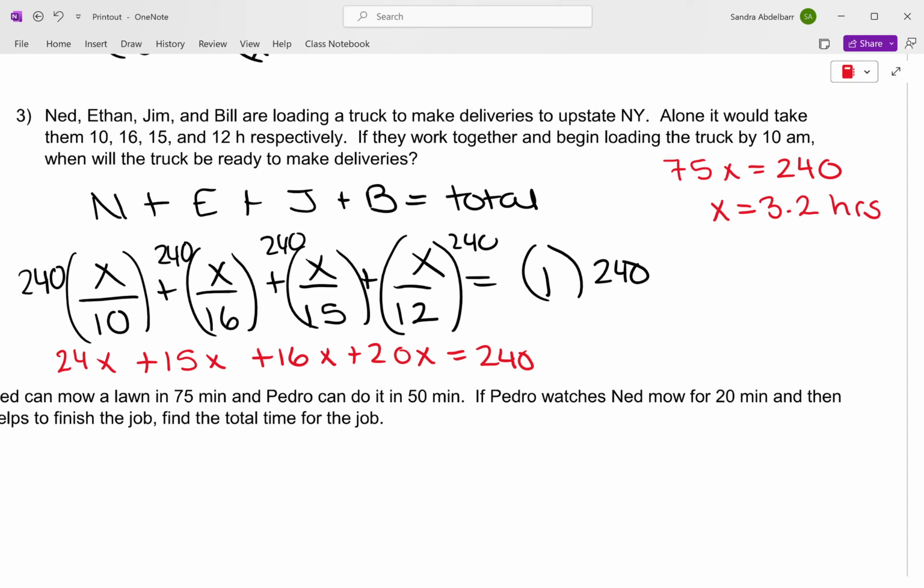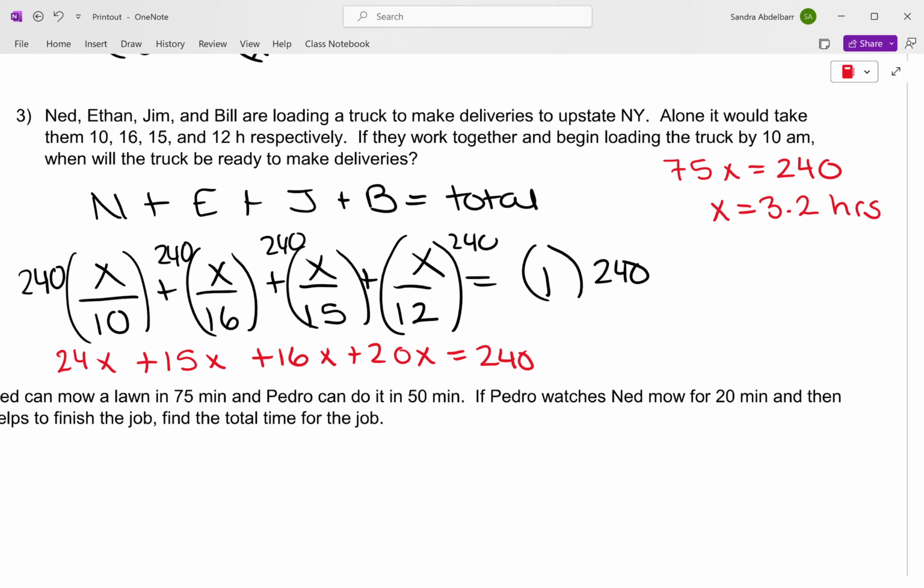I was not asking how many hours. What was I asking for? Philip? Yeah, I'm looking for a time. So they're saying they're going to start loading at 10 a.m. What time will they be finished? Well, we know we're definitely going to take 10 and add 3 hours to that, right?